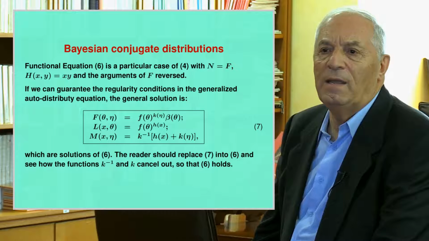If we can guarantee the regularity condition in the generalized autodistributive equation, the general solution is the one in 7. I recommend the reader replace 7 into 6 and check personally how the functions k inverse and k cancel out so that 6 holds.